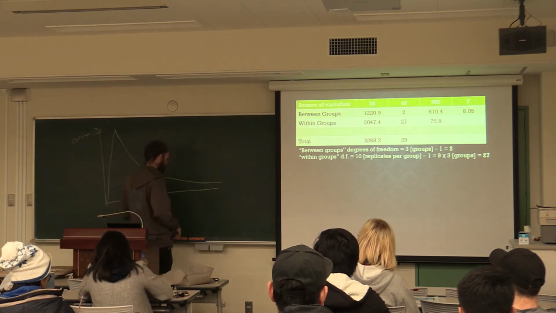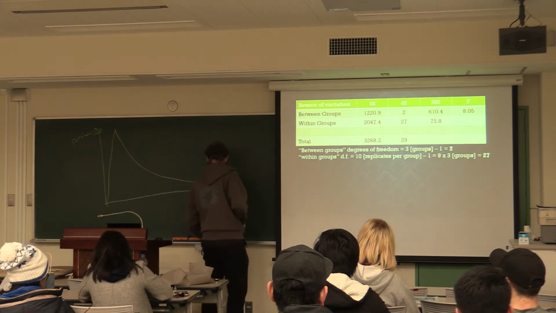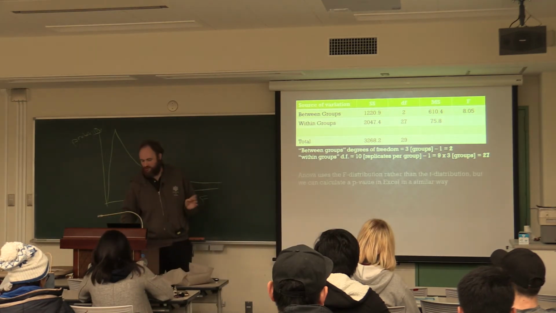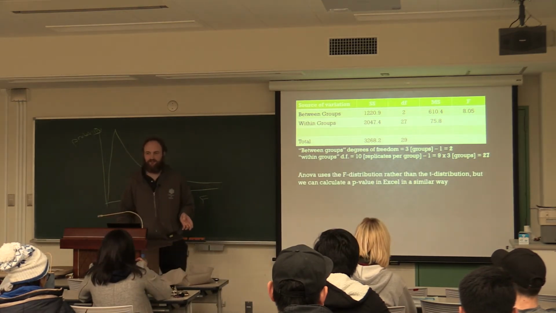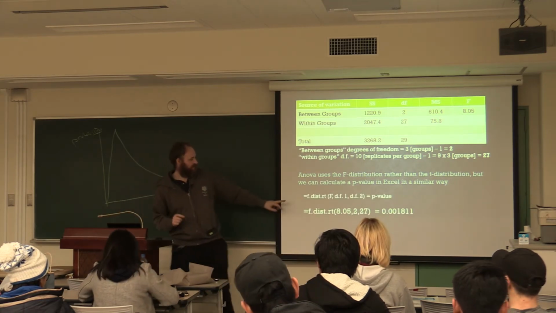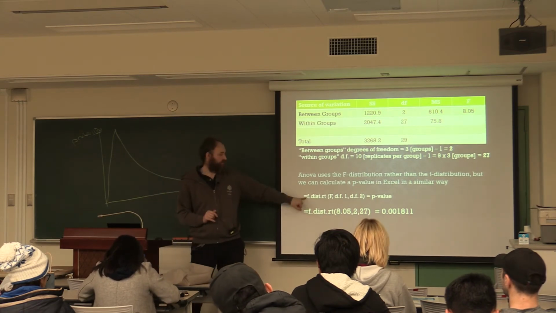But we're not going to worry about that, and then this is going to be degrees of freedom. Is it F? Okay. We're not going to worry about that. We're just going to stick this into Excel. Excel can calculate the p-value for you. So instead of using T.DIST, which is what we used for the t-test, we use F.DIST.